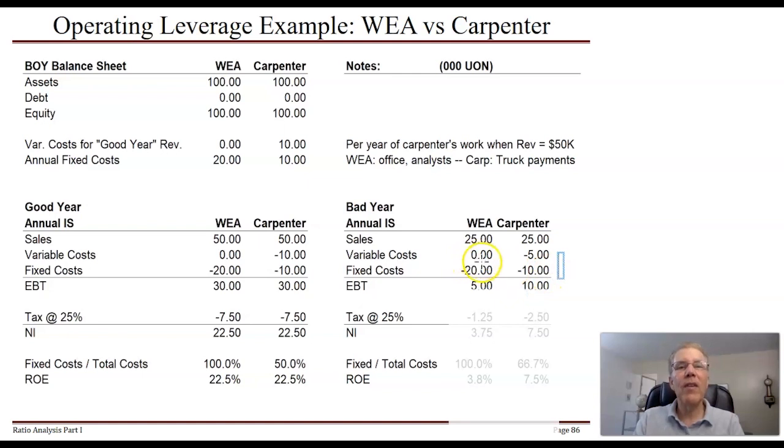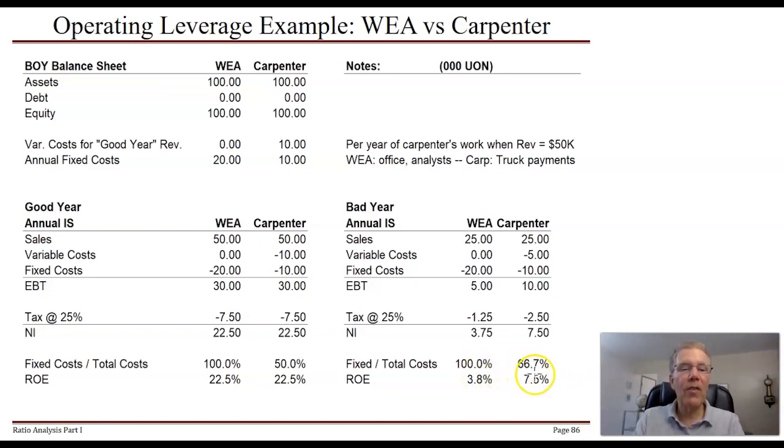But you see, West End doesn't get any benefit there. We still have to pay. We have to pay our rent. We have to pay for our software subscriptions. We have to pay our analysts, irrespective of what the revenue is for the firm. So what happens there? Our earnings before tax is 50% of hers, and our net income is 50% of hers. And so you can see she's in a much better position there.